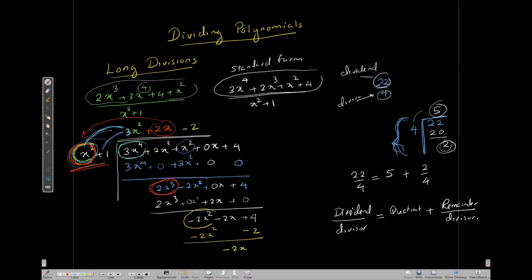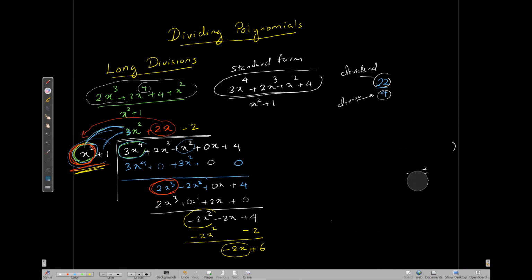4 minus minus 2, and that's 6, plus 6. And that's as far as we can go, because now the power of this term is less than the power of this term. So we are actually done. All that remains is to express what we did in a nice form.